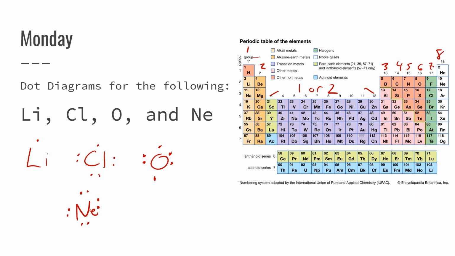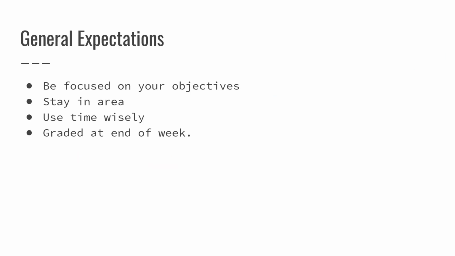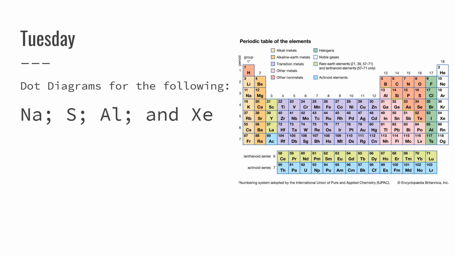All right, if I go to here, you can see we're going to go ahead and make some more dot diagrams. So we have sodium, sulfur, aluminum, and we have xenon. So xenon is one of those noble gases. Remember that all noble gases are non-reactive. That's group 18 of the periodic table.